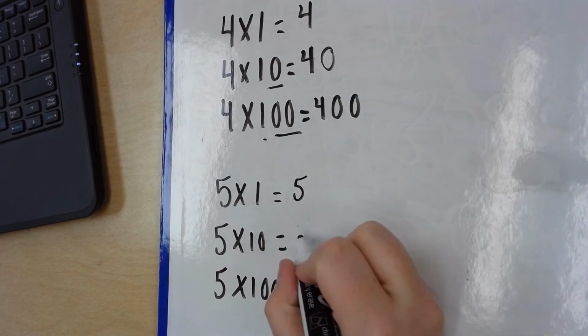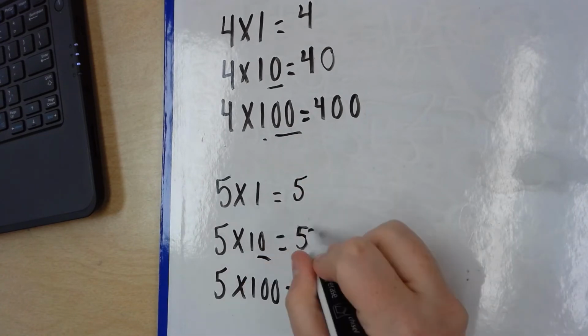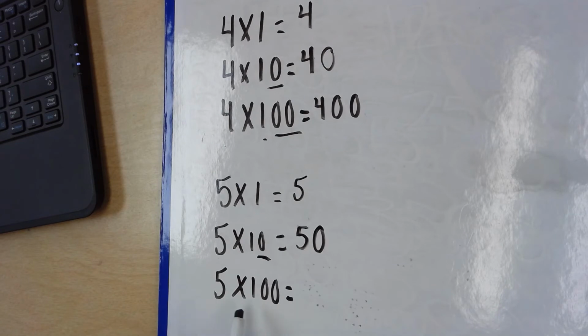If you do 5 times 1, you get 5. You add 1 zero, you get 50. 5 times 1, you get 5. Add 2 zeros, you get 500.